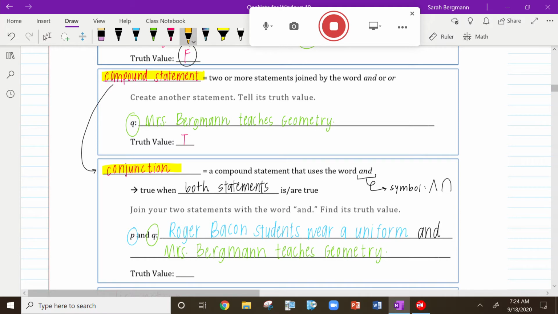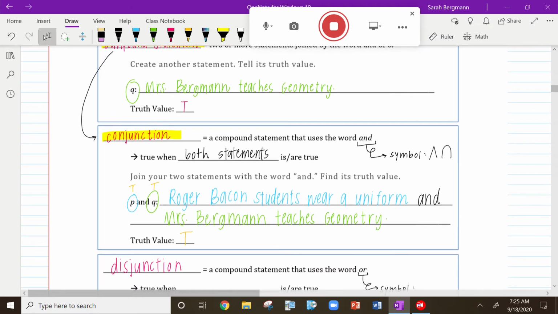Roger Bacon students wear a uniform. This is a true statement. Mrs. Bergman teaches geometry. This is a true statement. Since both statements are true, the overall truth value is true. A conjunction is only true when both statements are true.